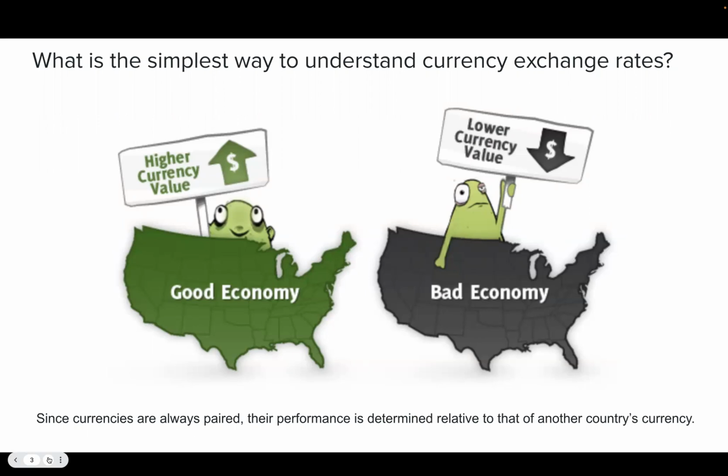So if you take any two countries, if good things are happening in one country, that's going to make the value of that currency go higher. If bad things are happening in another country, that's going to make the value of the currency go lower. And that's how, if you're looking at two countries, you can get a sense for the likely direction.